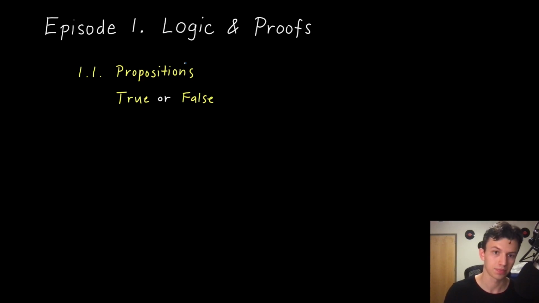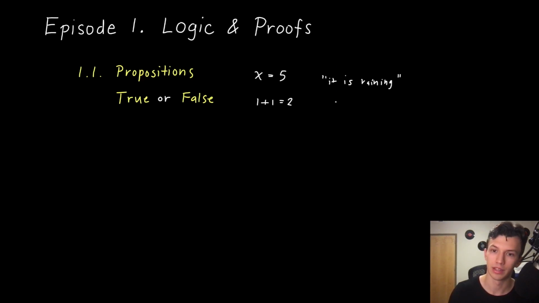Okay, so that's propositions. And these include things like x equals 5 is a proposition, 1 plus 1 equals 2 is a proposition. These are examples of equations, but there's other propositions like it is raining, right? Those are all propositions, okay? And these could all be true. Let's do one that we know is false. So like 2 is less than 0. You know, that's a false statement, but it's still a proposition. Okay, so propositions.